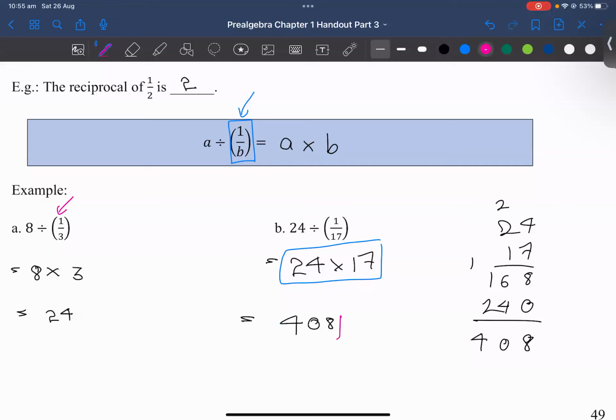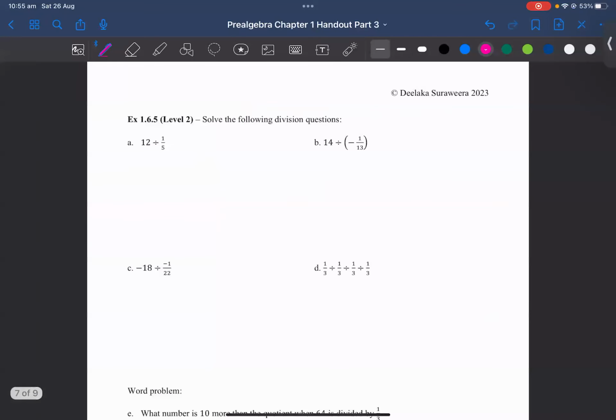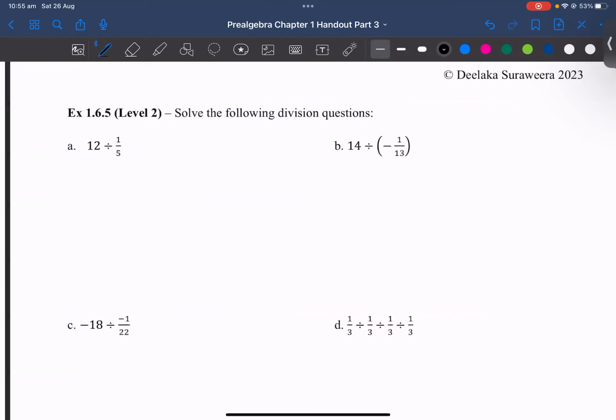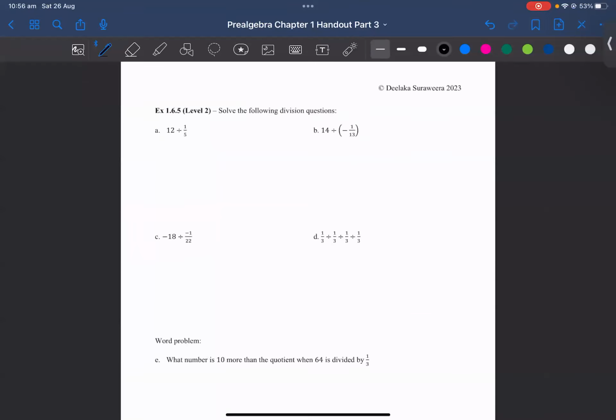Just put it down. You've got to be careful with your working, because I know you guys get the ideas, but even if you know how to do it, you still have to be careful. Right, now we're going to do a few more questions along with this definition. I'll give you guys 5 minutes to do these questions, and we'll discuss it at the end. So this is next page 50.